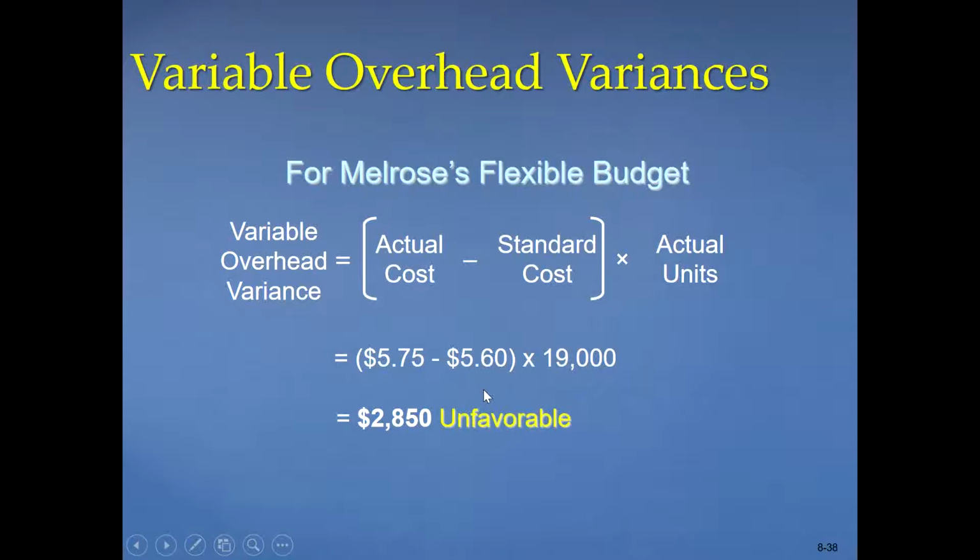5.60. If you don't know where this number came from, you can go back to the previous pages. I'll give you the page number from where we get this number. It was on page number 357. Page 357. Variable overhead cost is given, right? Variable overhead cost 5.60, which is the standard cost. The actual cost for overhead is 5.75, actual minus standard times actual units. So you can see from here, actual cost is more than the standard cost. Of course, when you spend high, it is unfavorable. So the variable overhead variance is unfavorable.